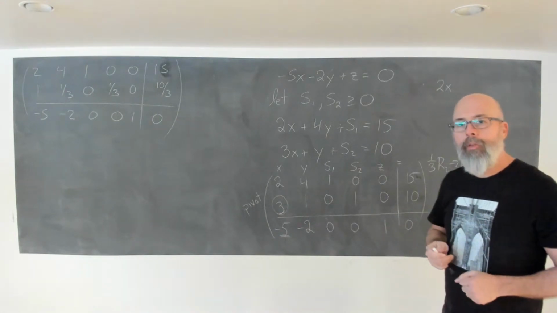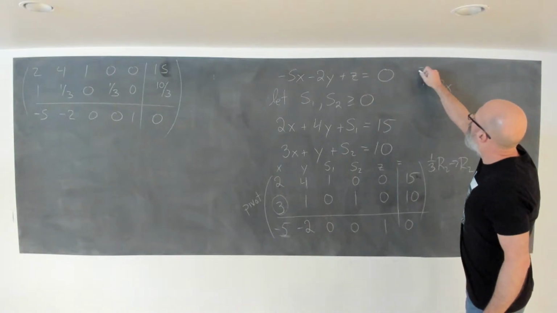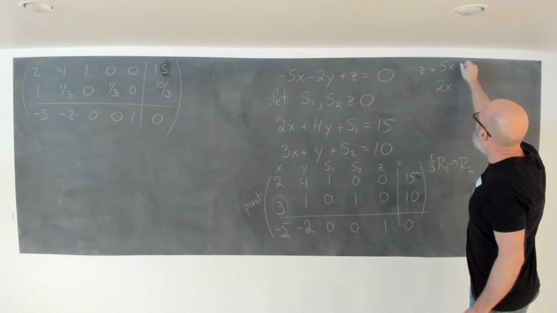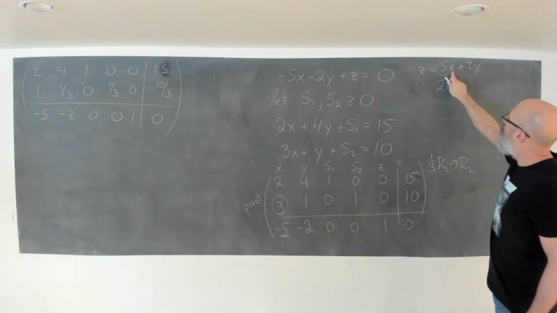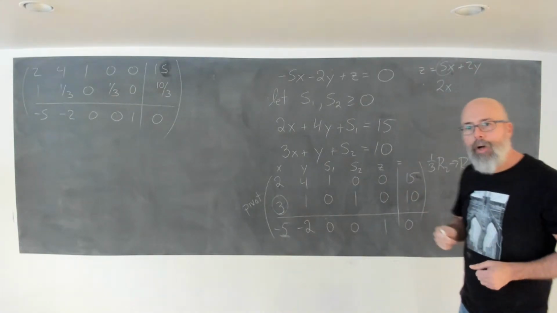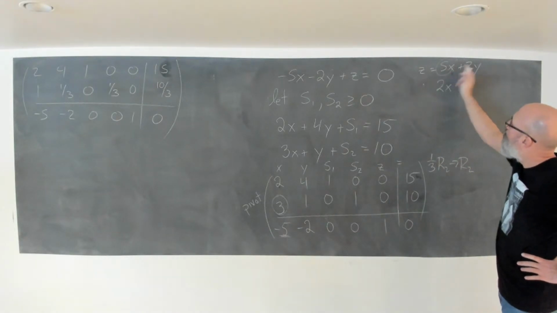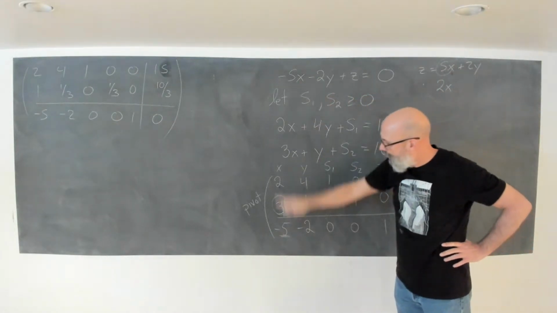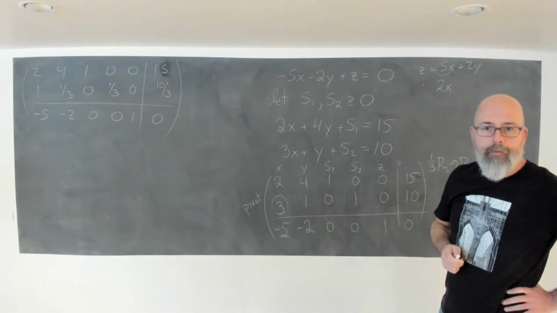Why are we doing this? Your original function, you wanted to maximize 5x plus 2y. We're going to start by maximizing the variable with the largest coefficient. When you bring everything to the other side, it corresponds to the one with the largest negative number.